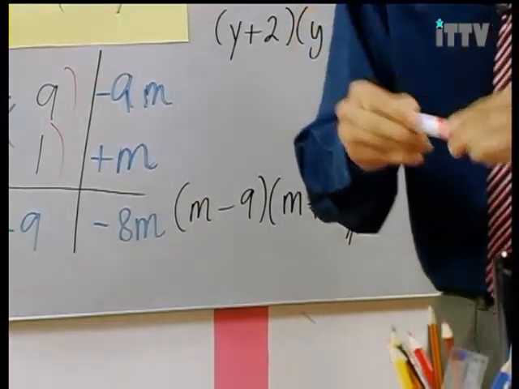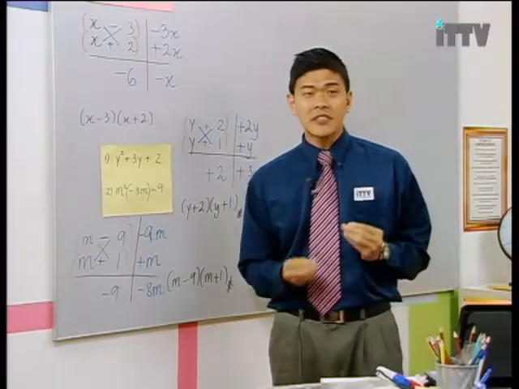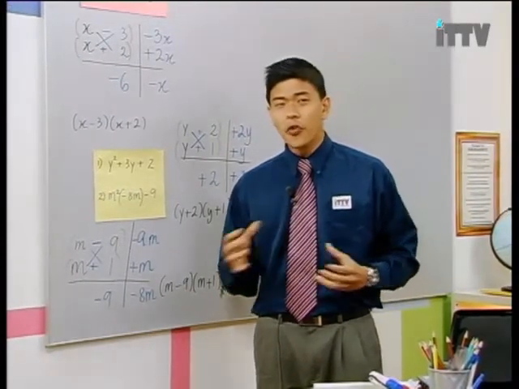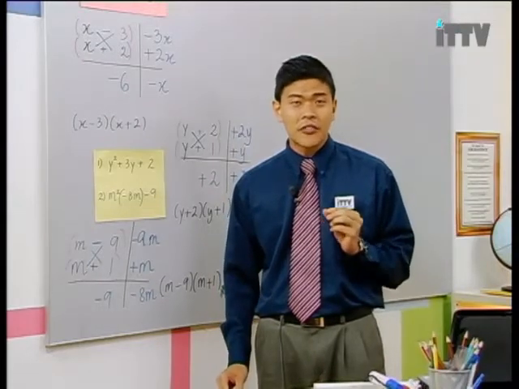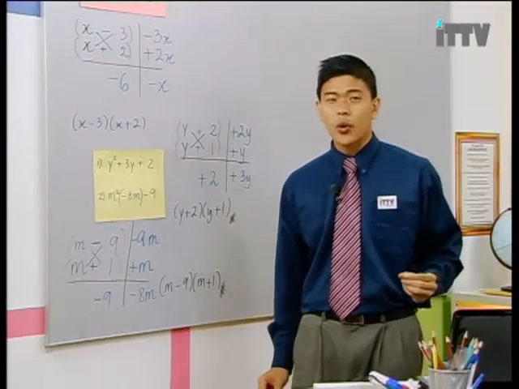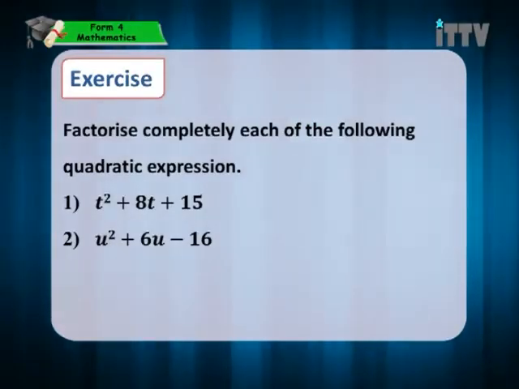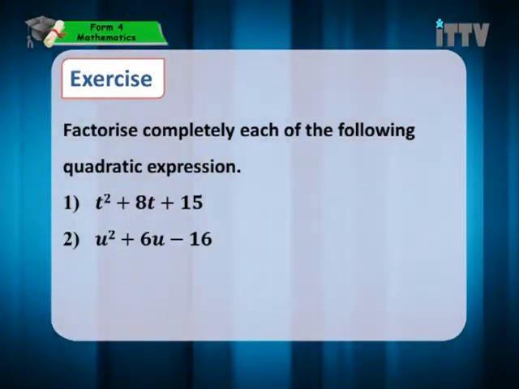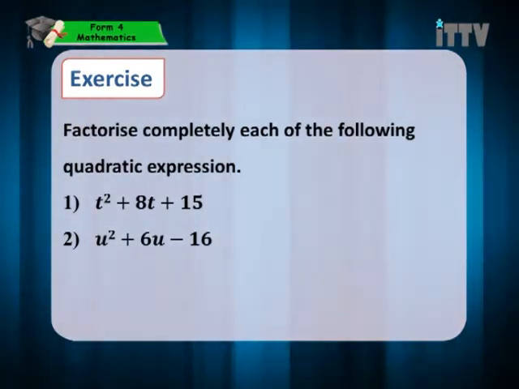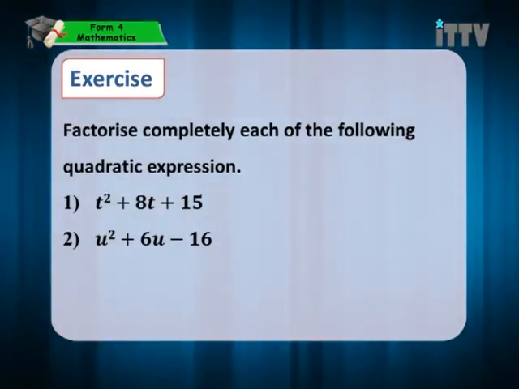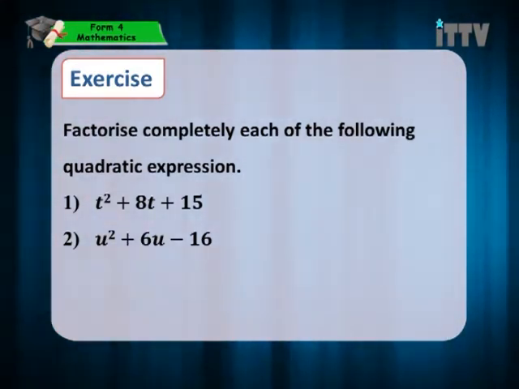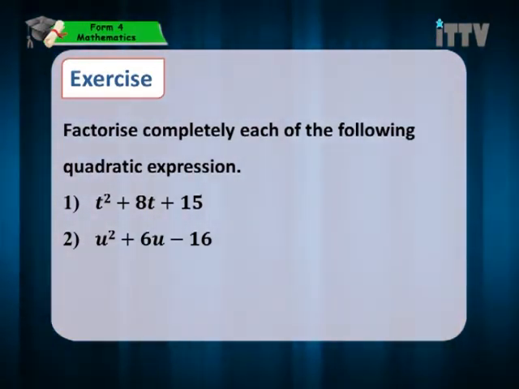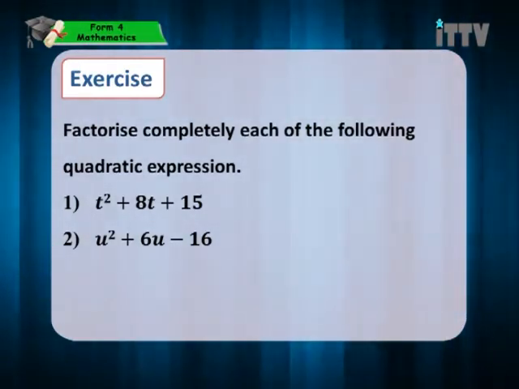So in both these cases, what we have done is use the 5-step method to factorize a quadratic expression, all right, in the full form where a, the constant in front of the variable of x square or y square, is 1. All right, now more exercises. Factorize completely each of the following quadratic expressions. All right, number 1, t square plus 8t plus 15, and number 2, u square plus 6u minus 16.